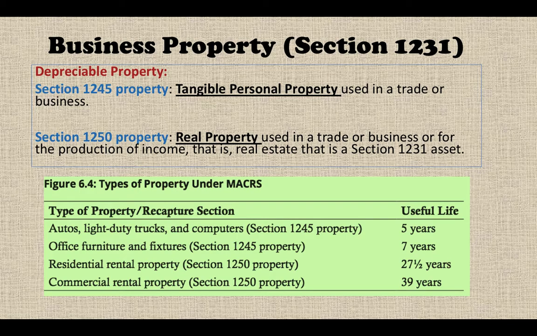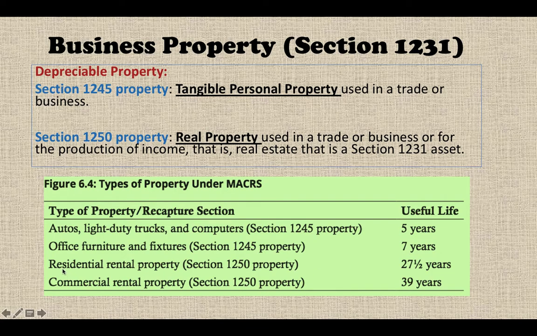I have a list here to tell you what types are Section 1245 property, like autos, light duty trucks, and computers. They are depreciated over a useful life of 5 years. Office furniture and fixtures are also Section 1245 property. Their depreciable useful life is 7 years.